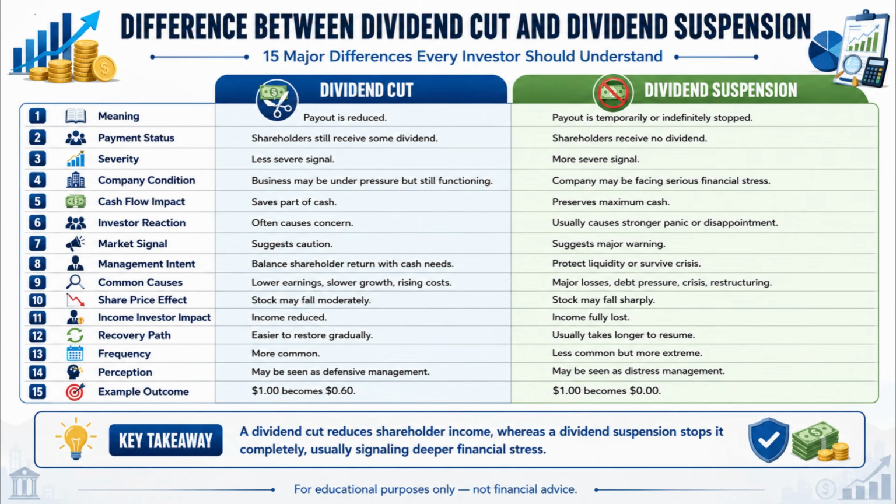In this video, we will discuss the difference between dividend cut and dividend suspension. Number 1. A dividend cut means the company reduces the payout, whereas a dividend suspension means the company temporarily or indefinitely stops paying the dividend completely.